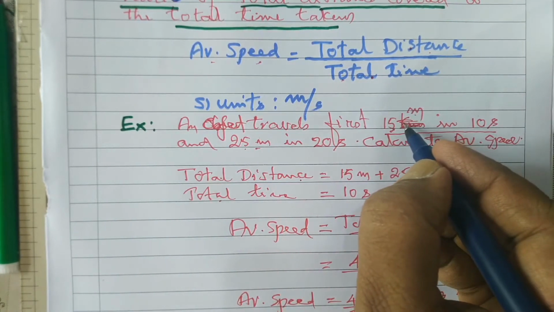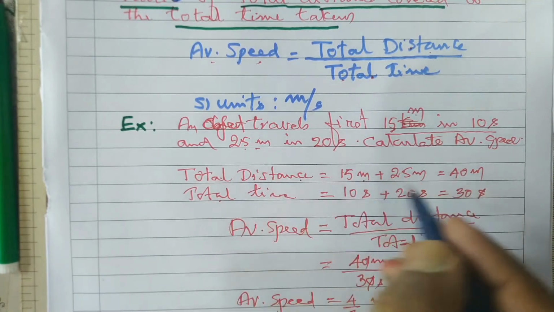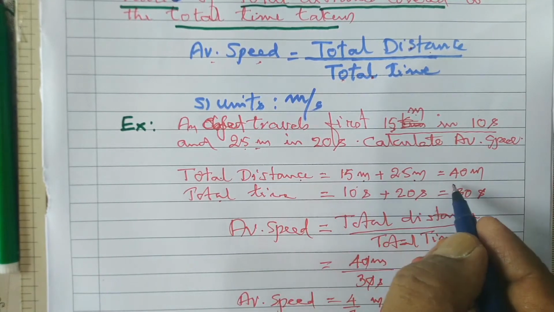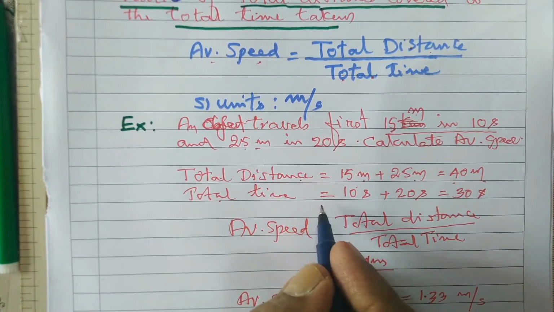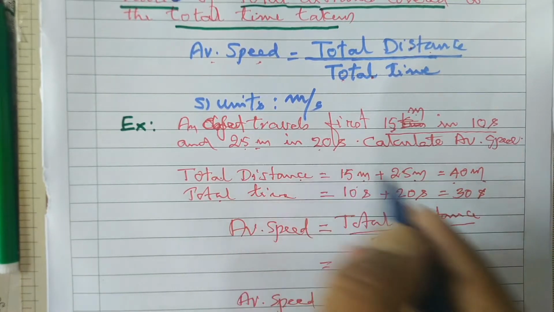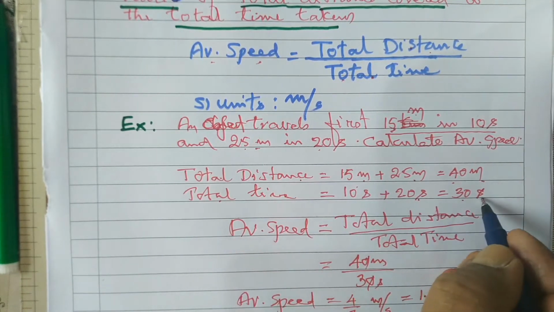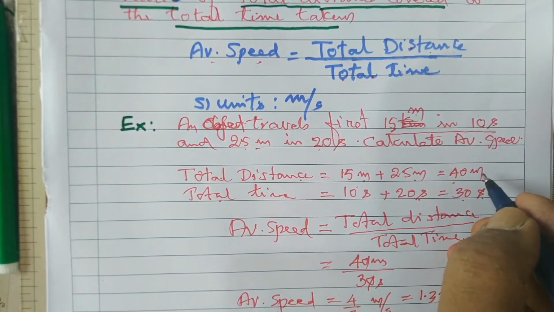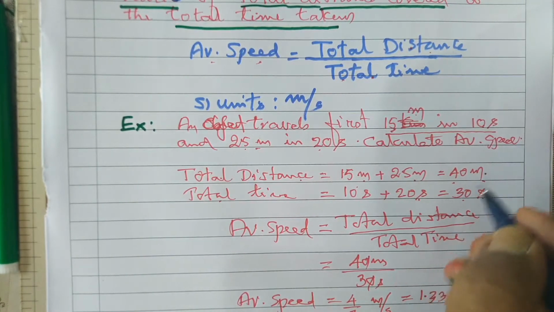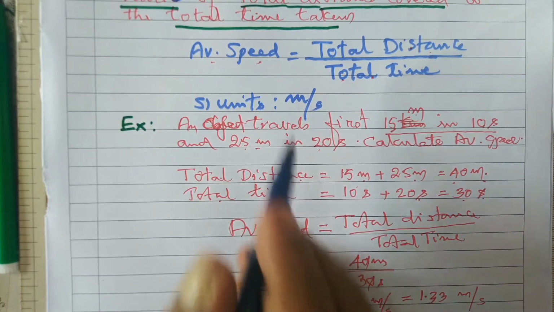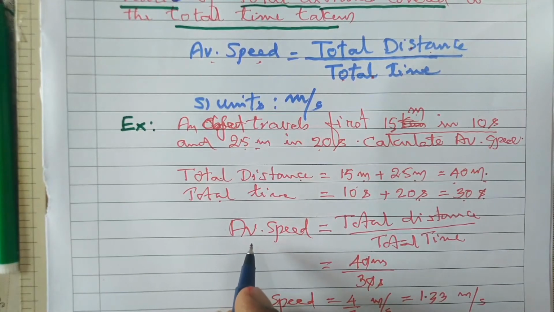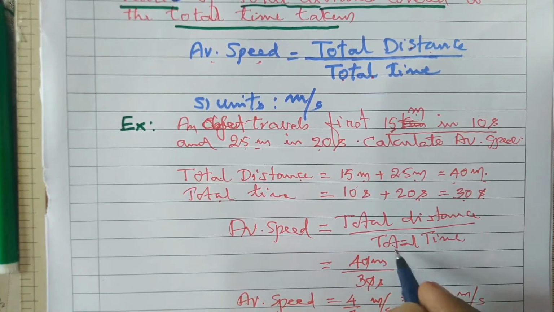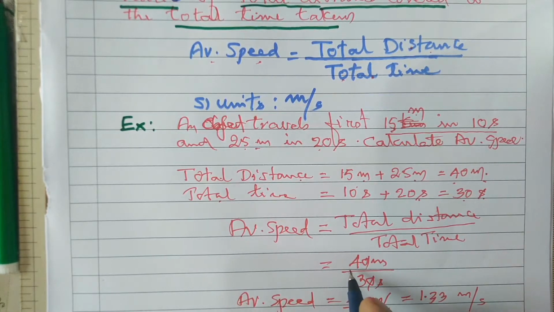First part distance 15 meter. Second part distance is 25 meter. Total is 40 meter. Total time taken is first part 10 seconds, second part 20 seconds. Total is 30 seconds. I mean to say we have got total distance 40 meter, total time 30 seconds. You know the formula. It is better you write the formula again in the problem whenever you are solving the problems in the examination also. Average speed is equal to total distance by total time taken. Total distance is 40 meter by total time 30 seconds.